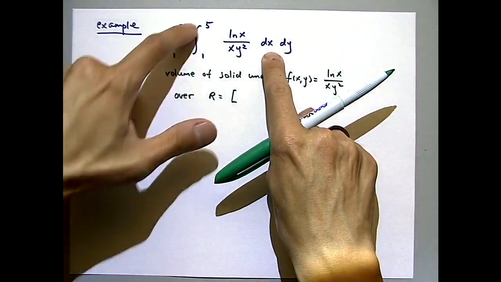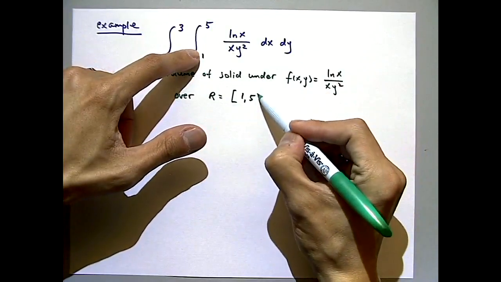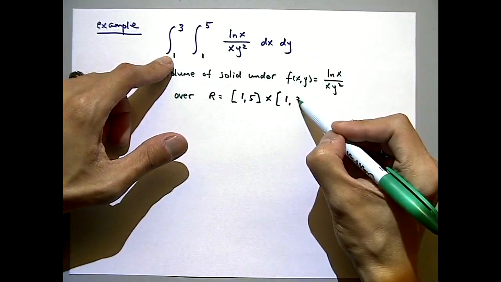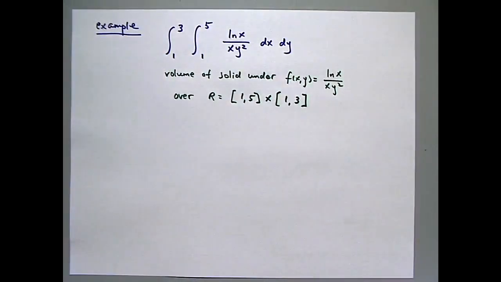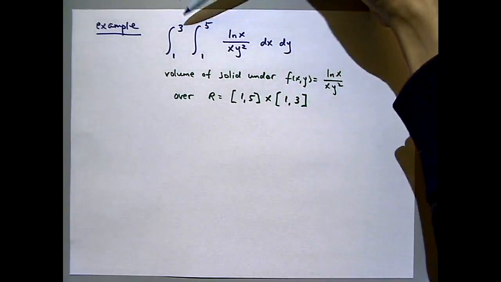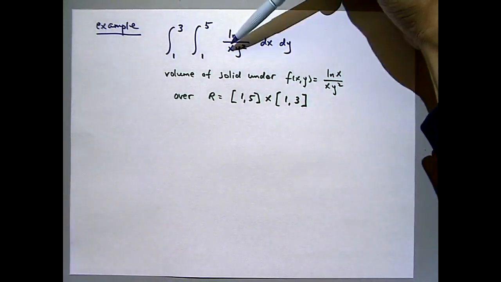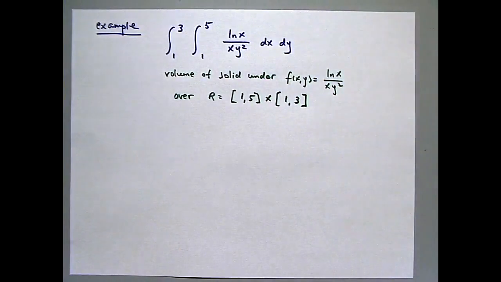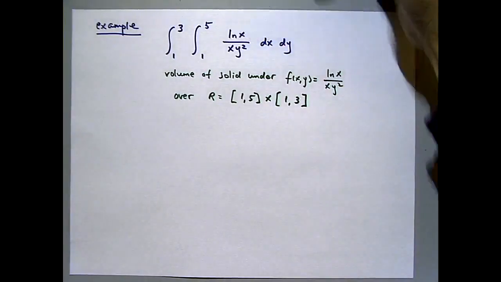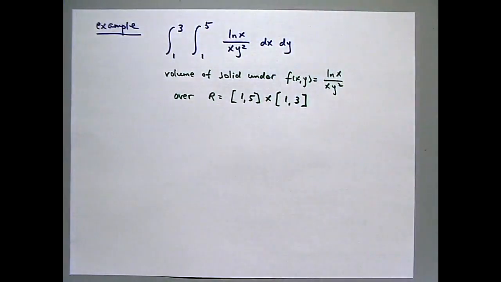X is running from 1 to 5, and y runs from 1 to 3. Notice the ln of x here restricted us to positive x, which we are running in positive direction, and also the xy squared downstairs restricts us to move away from both axes. So we have to be trapped in the first quadrant, where x and y are both strictly positive. But that's okay, because our intervals are perfectly fine.